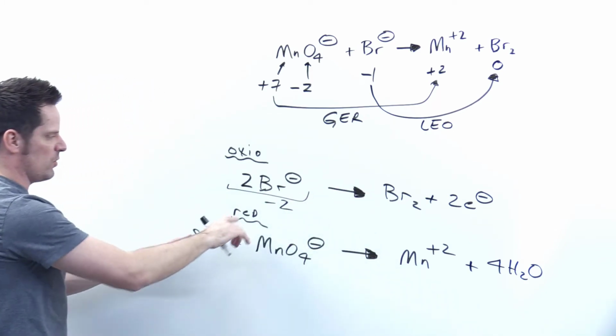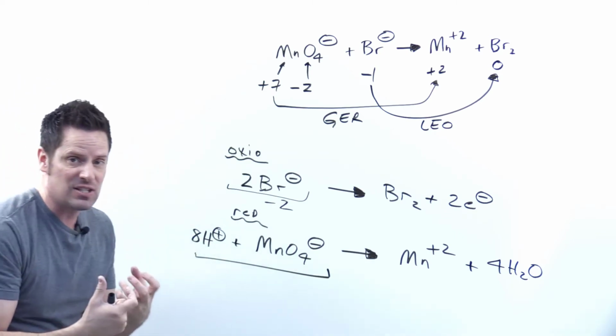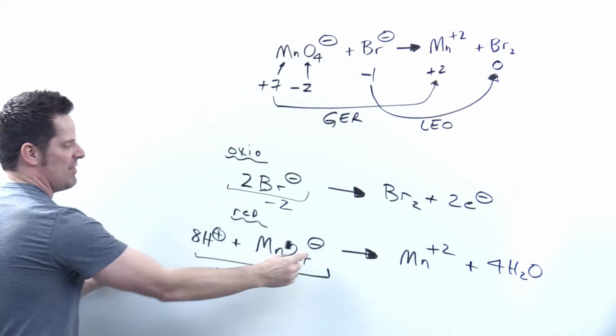You see that? Now for the reduction, it's going to be a little bit more complicated because what I have on the left is I've got 8 H pluses. That's a positive 8. And I have a -1 charge there.